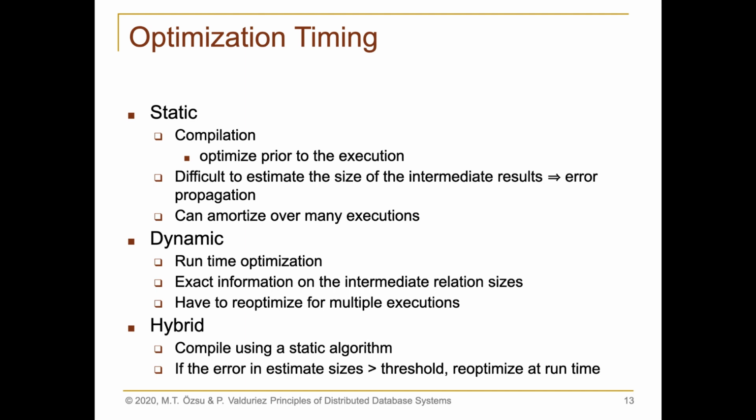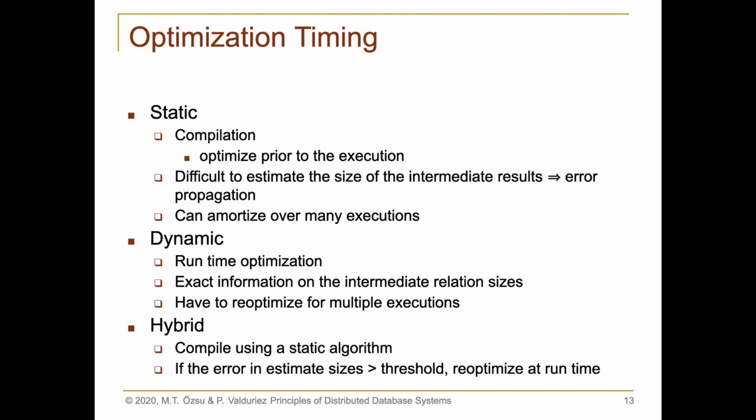We can also divide optimization by its timing. Query optimization can be performed at compile time; we call it static optimization. We can also perform query optimization at runtime; it's called dynamic optimization. We can also compile using a static algorithm, and whenever the amount of errors that we get is greater than the threshold, we can apply dynamic optimization techniques to re-optimize the previous configuration. This is called a hybrid optimization technique that applies both static and dynamic.